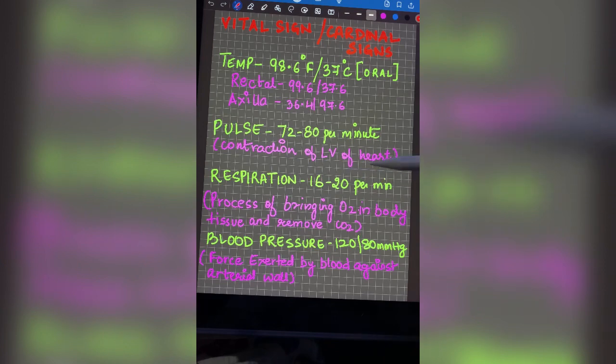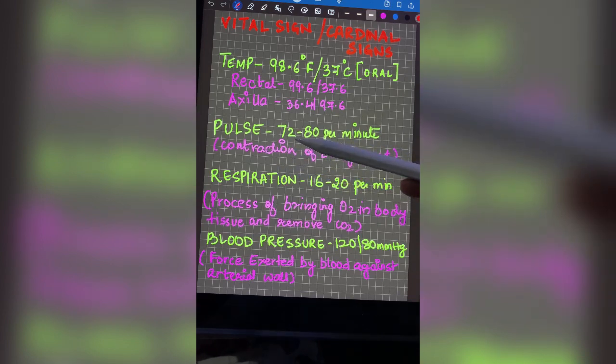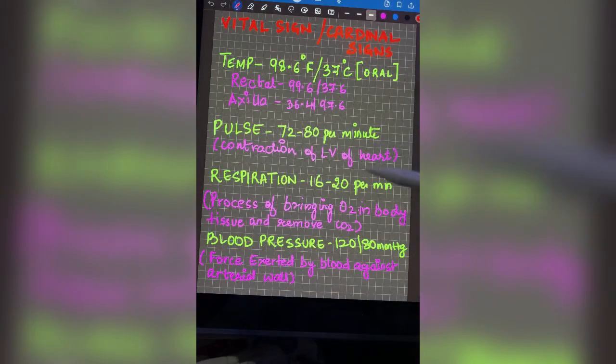If we talk about pulse, pulse is a contraction of the left ventricle of the heart. Every time the left ventricle contracts, it creates a pulse. And that pulse is normally 72 to 80 per minute. If we talk about respiration, it is the process of bringing oxygen inside the body tissues and removing carbon dioxide out of the body. Normal respiration is around 16 to 20 per minute.